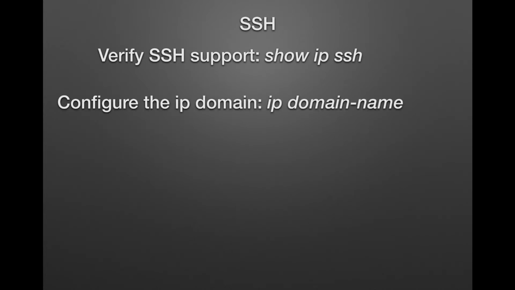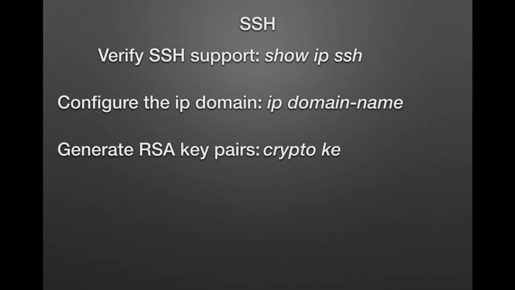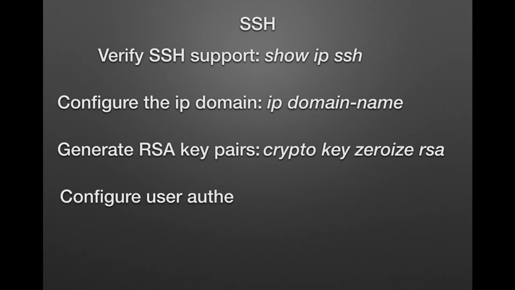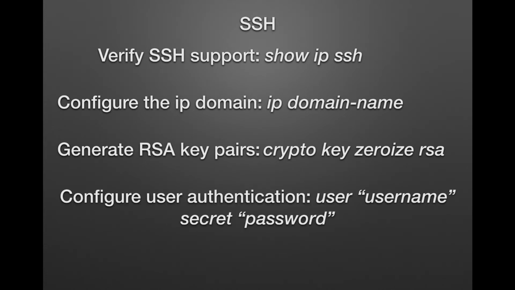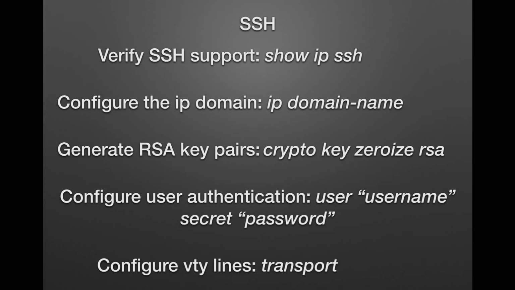There are different kinds of commands you need to learn for SSH. The first one is show ip ssh, which verifies the SSH support. The second one is ip domain-name, to configure the IP domain. Then crypto key generate rsa to generate the RSA key pairs, or crypto key zeroize rsa to remove the key pairs. The username and secret command configures user authentication; you need a username and a password for that. And transport input ssh to configure the VTY lines.